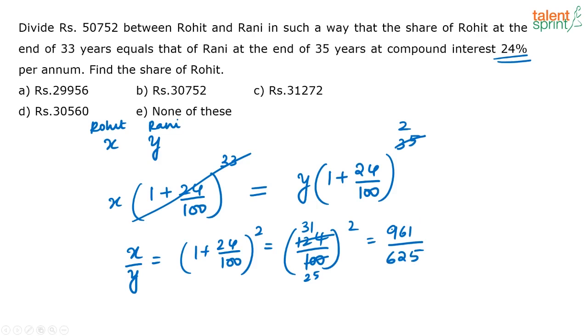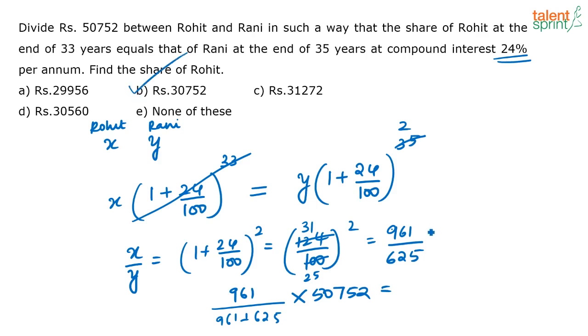Now what is Rohit's share? If there is a total of 961 plus 625, out of that Rohit's share is 961 into 50752. So this is the answer that we are looking at. Okay, so when you solve this, you get the answer as 30752.